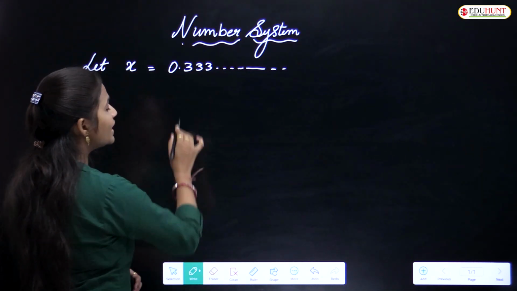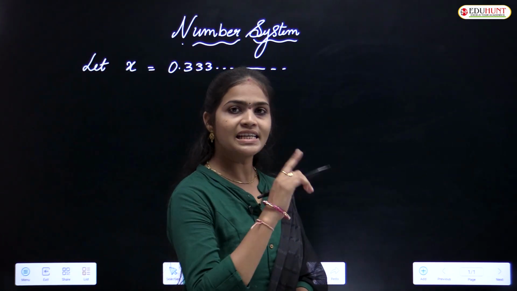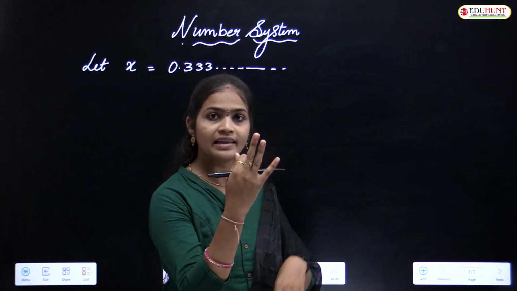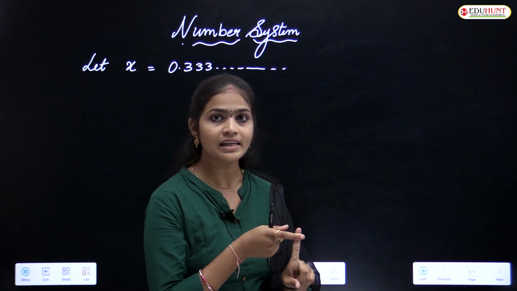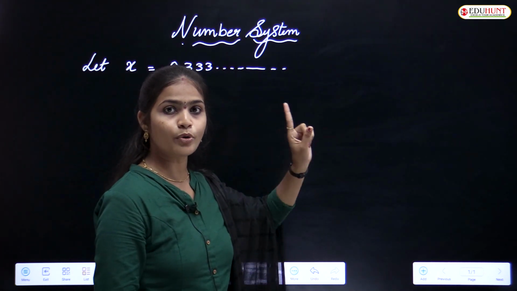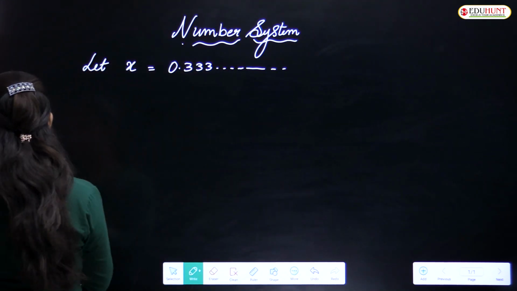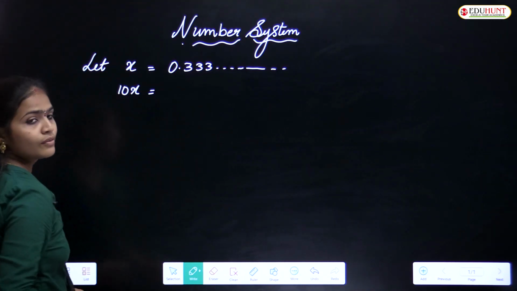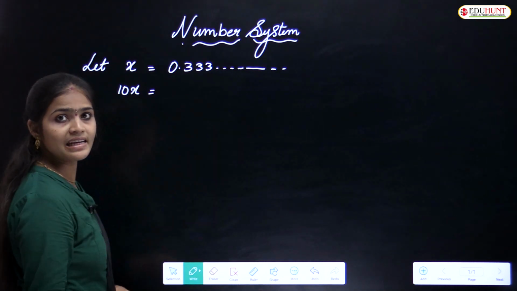After the point, how many digits are in repetition? Which digit is in repetition? Only 3, so a single digit is in repetition. We have to observe that only a single digit after the point is in repetition. That's why this number should be multiplied by 10, because only one digit after the point is in repetition.